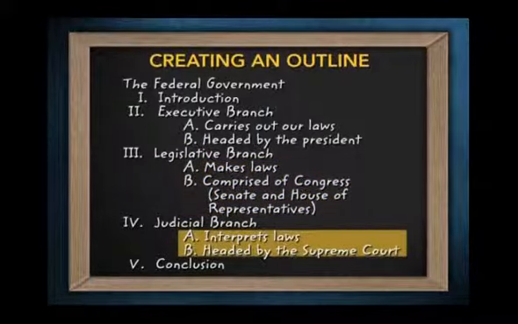Roman numeral 4 is the judicial branch. A is interprets the laws. Well, that parallels 2A, carries out the laws, and 3A makes the laws. B, I have headed by the Supreme Court. Again, parallels 2B, headed by the President, and 3B, comprised of Congress.